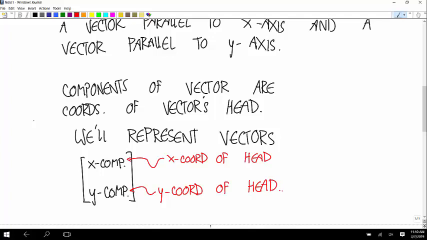People represent vectors in a lot of different ways. I'm going to use this form mostly. I'll talk about the other common one in physics in a second. But this is useful for a lot of calculations you'll end up doing with vectors later, and that's why I'm going to put it in this form.